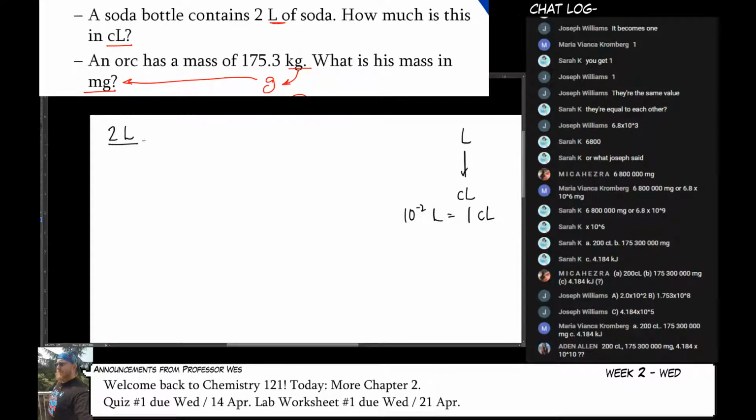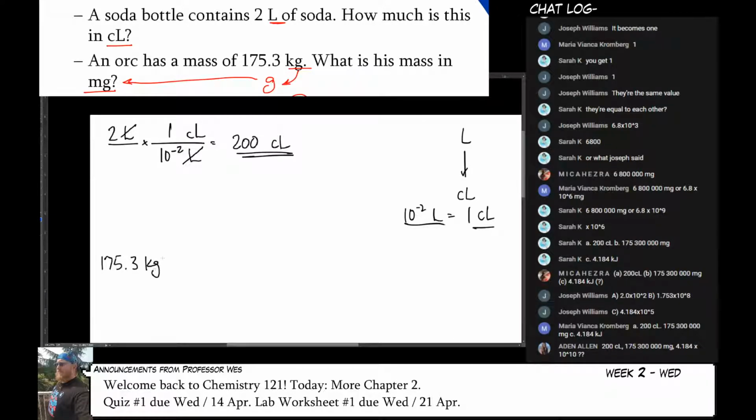So now I can set this up such that this unit cancels out with whatever's down here. So we're going to put liters there. Centiliters is the only unit that's left. That'll be the unit of my answer. And I'm going to fill in the numbers. So 10 to the minus 2 and 1. And then you just type it in your calculator. You should get that.